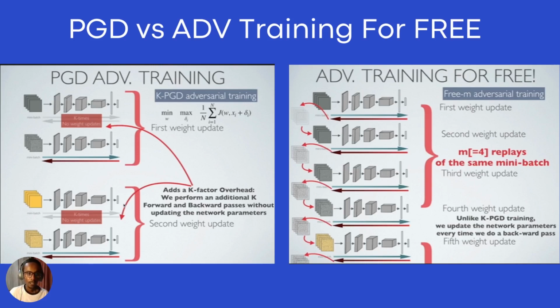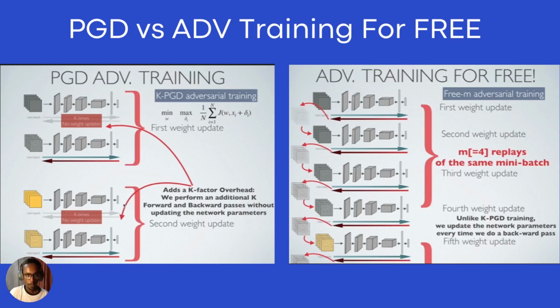You can see from the image that there will be an overhead of a factor of k, because without updating the weights, we're updating the perturbations k times. And when we train the network, we combine the perturbations with the original mini batch and train the network one more time. In order to reduce this overhead, adversarial training for free was introduced.